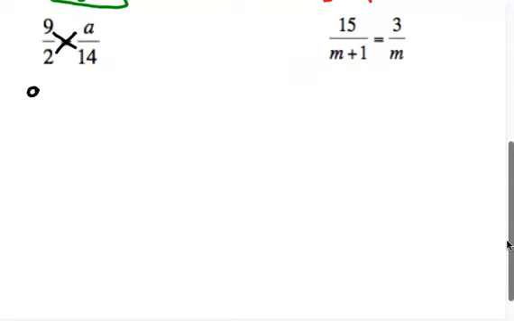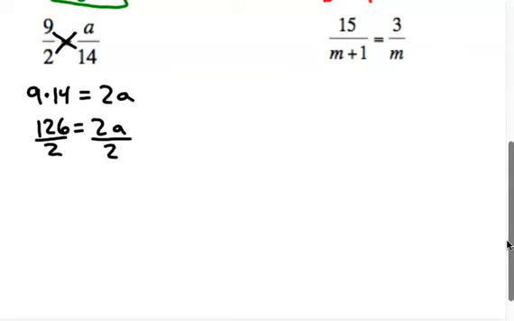We're looking at 9 times 14 equal to 2a. Okay, the extremes are 9 and 14. The means are 2 and a. So all I would need to do here, this is 126 equal to 2a. All I need to do is divide both sides by 2, giving me 63 for an answer for the first one. Okay, then the second one has that distributive step, so just make sure that you're careful with that.